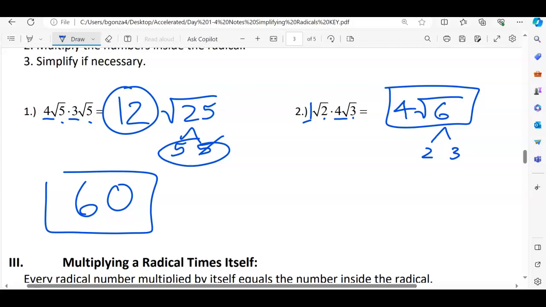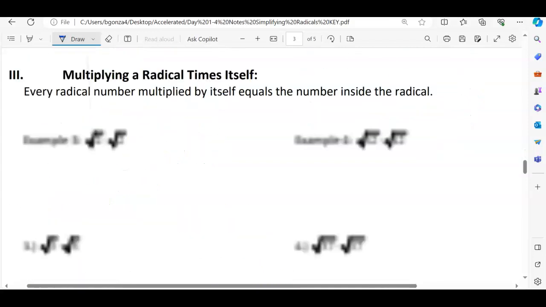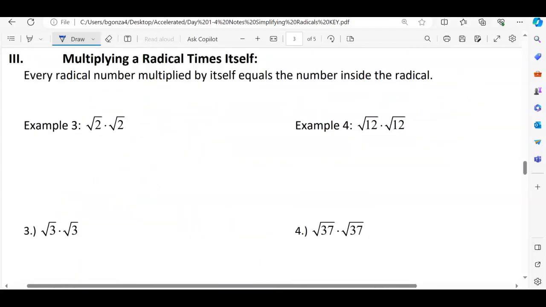Does anyone still need this? All right. Multiplying a radical times itself. This should be really easy. Let's start this. What's the square root of 2 times the square root of 2?